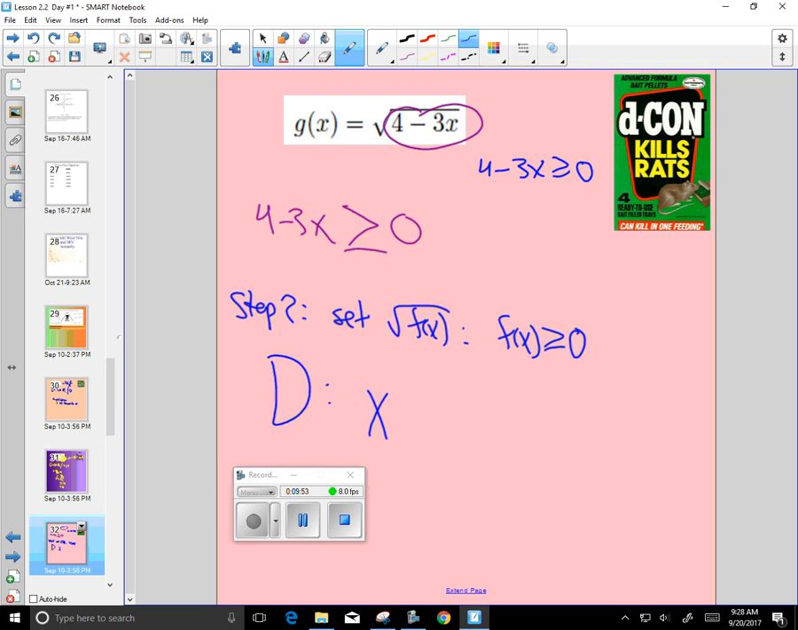How would I solve that? Add 3x to both sides. So 4 is greater than or equal to 3x. What's x going to be less than or equal to then? 4/3. You got it. So this is my domain, x less than or equal to 4/3. It can be equal to 0. The square root of that can be equal to 0. So those are the two.